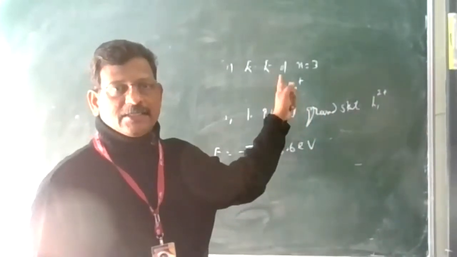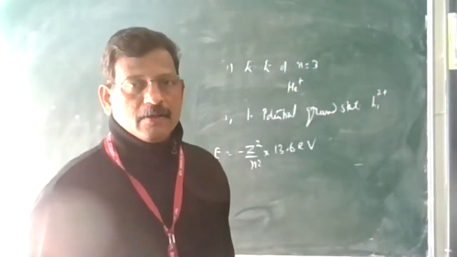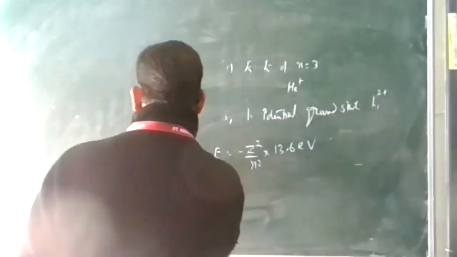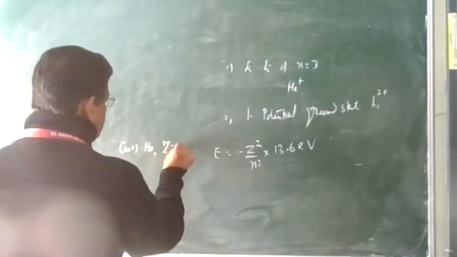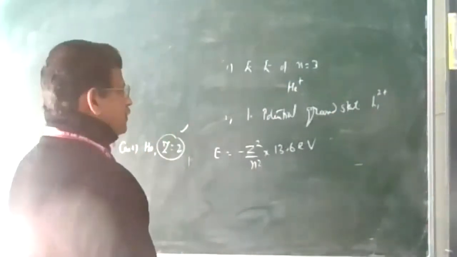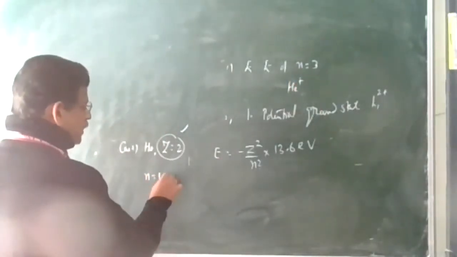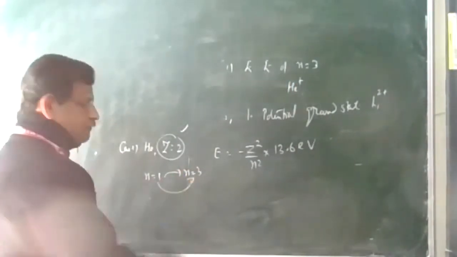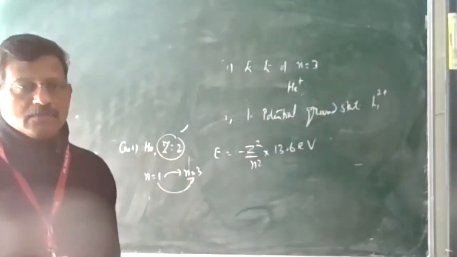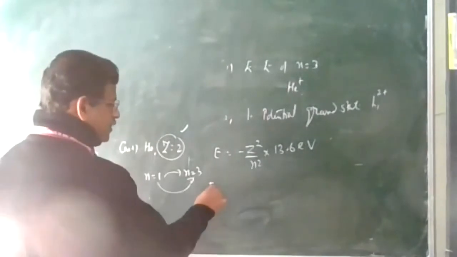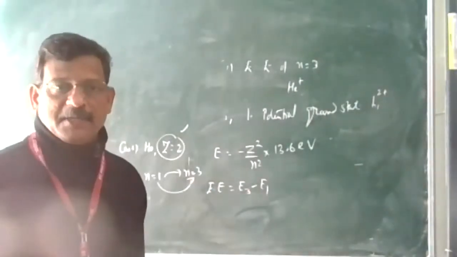So what will we write? Excitation energy of n equal to 3 of He plus. So case 1 for He, Z equal to 2, n equal to 3. So the electron is moving from n equal to 1 to n equal to 3. So excitation energy is equal to E3 minus E1 for the He plus atom.